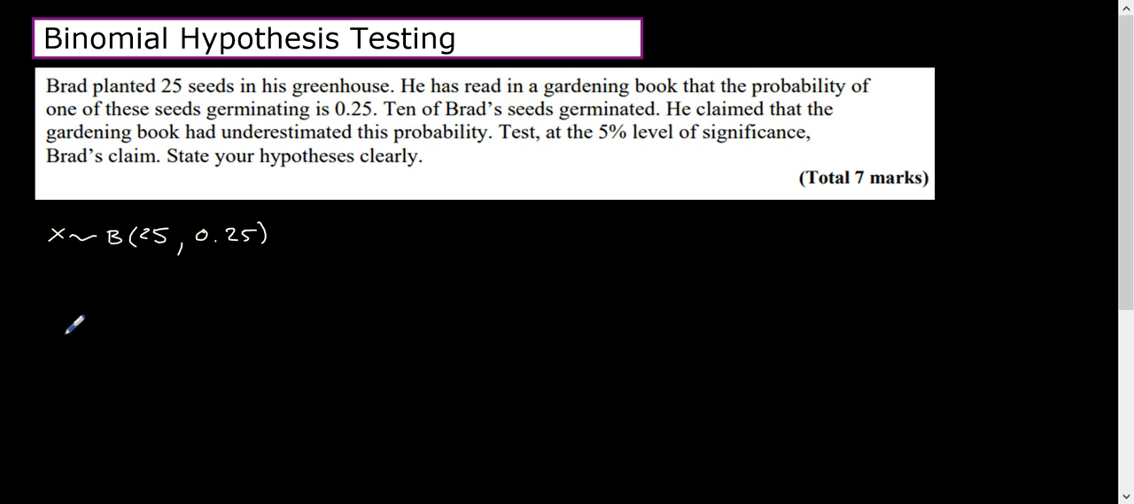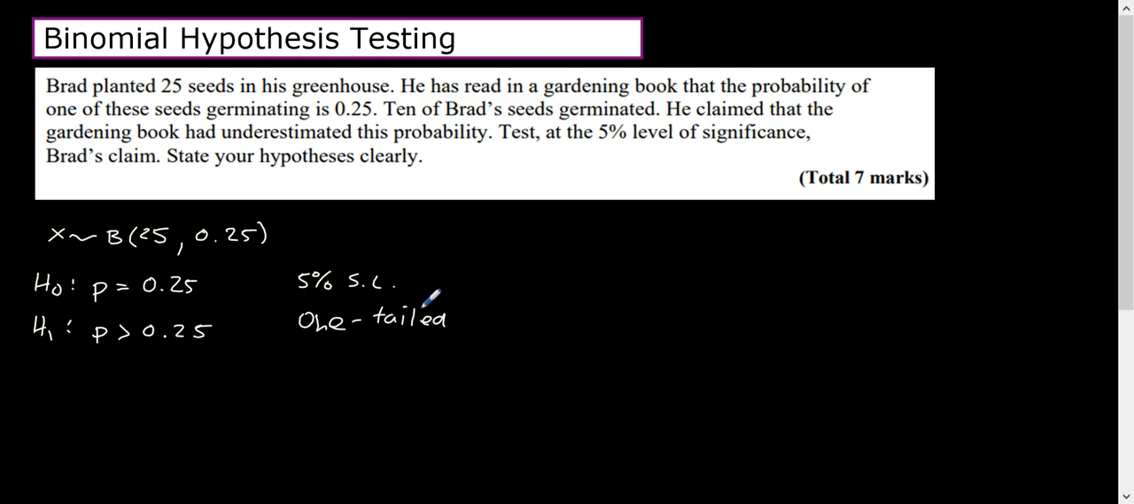He claimed the gardening book has underestimated this probability. So let's write down our null and alternate hypotheses. So our null hypothesis, as ever, is that the probability is what it says it is. The alternate hypothesis in this case, right, it says he claimed the book has underestimated this probability. That means he's claiming that the probability is actually greater than what it says it is. Okay? Underestimating it means he thinks it's going to be greater. We're going to test at the 5% significance level again. It's a one-tailed test. Again, we'll get into two-tailed tests in a couple of lessons' time.